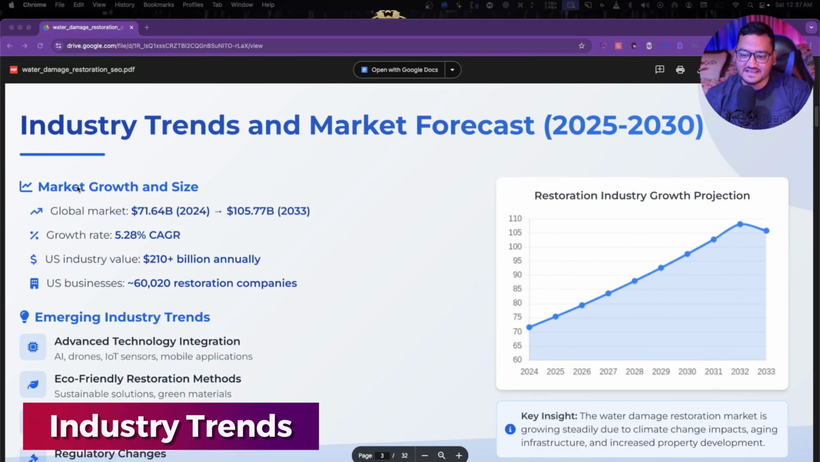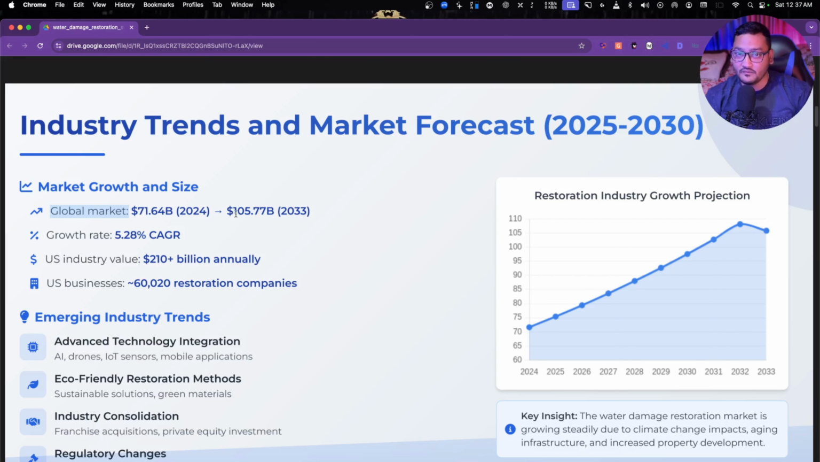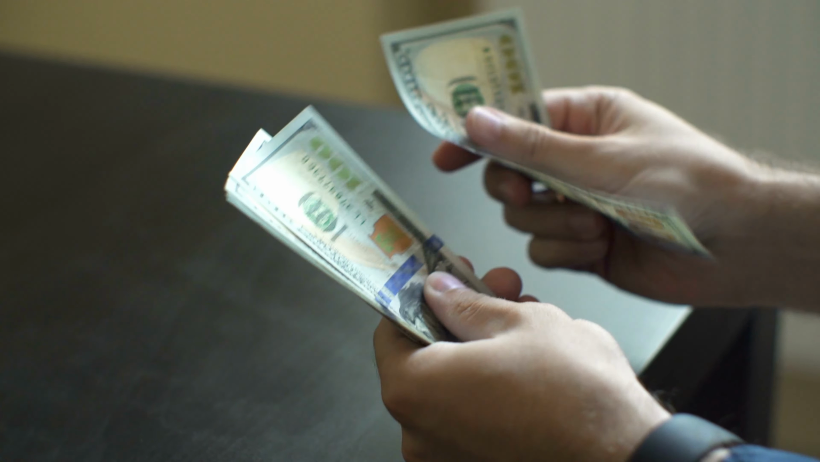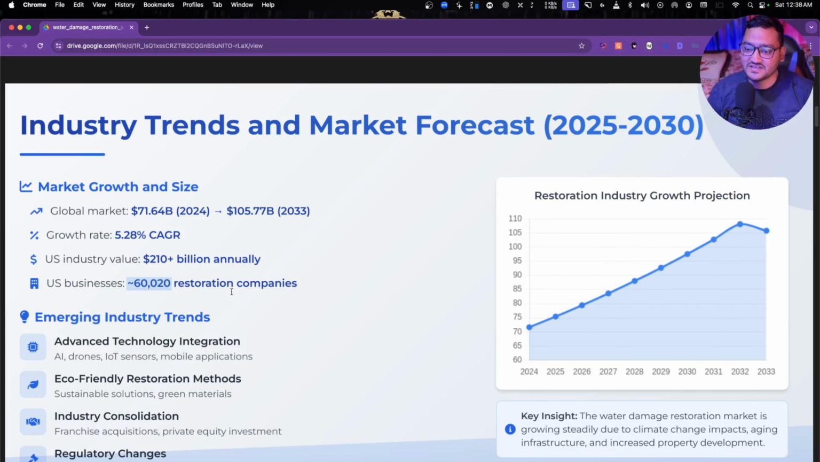Market growth and size, and also the emerging trends. In the US market right now, it's around 105 billion, and we can see the estimation for 10 years from now. The growth rate is somewhere around 6 to 7%, and there are 60,000 restoration companies registered in the US market. If you just get 5 clients, they can make at least 10k a month for you, and there is still more room for getting more clients only for restoration.